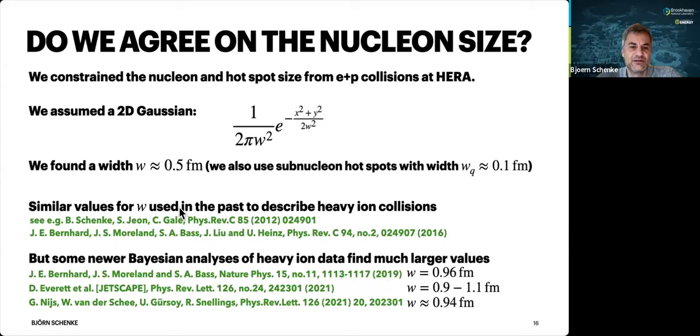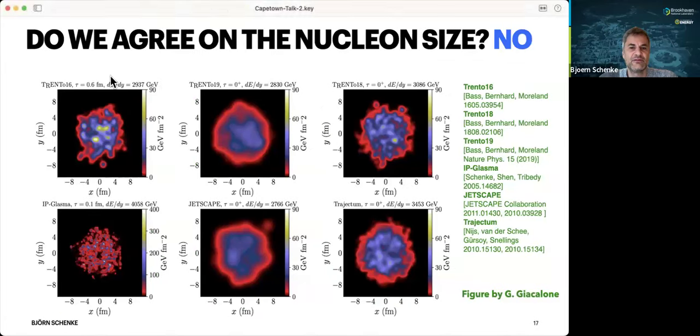And similar values have been used in the past, but some newer Bayesian analyses from like 2019 to 2021 found values that were much larger, actually larger even than the charge radius. So the question is, which one is correct, right? So actually, I wanted to show you that makes a big difference in what these energy density distributions look like.